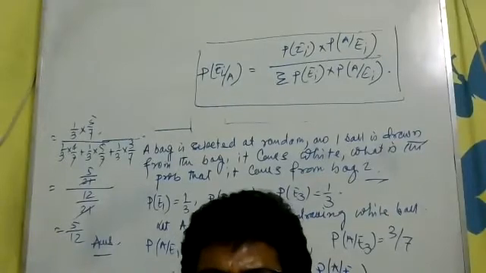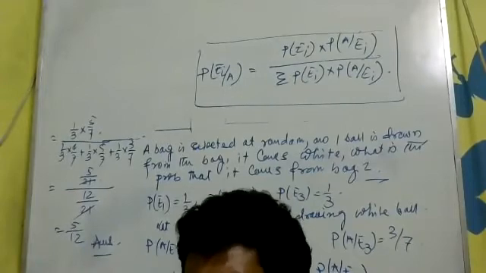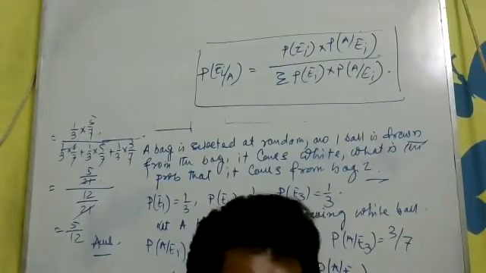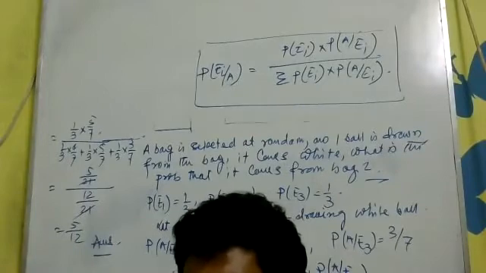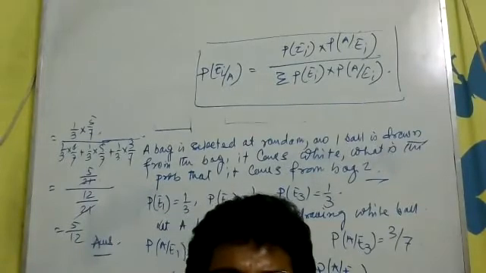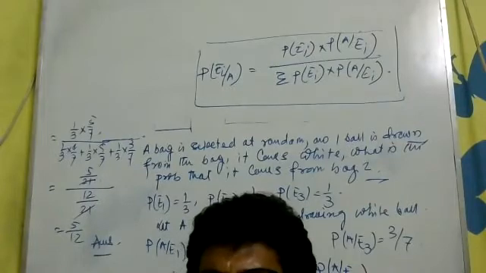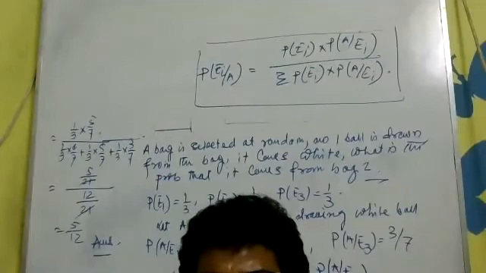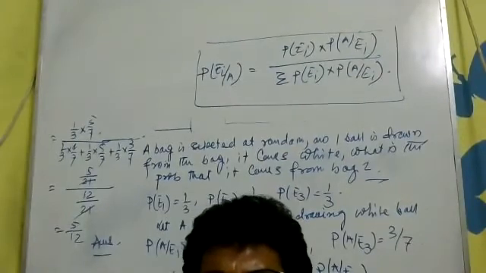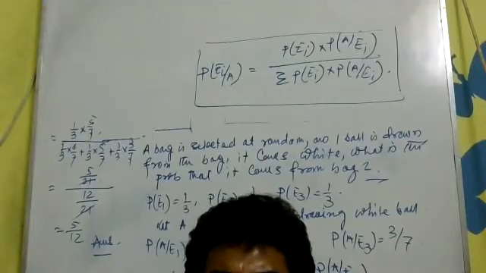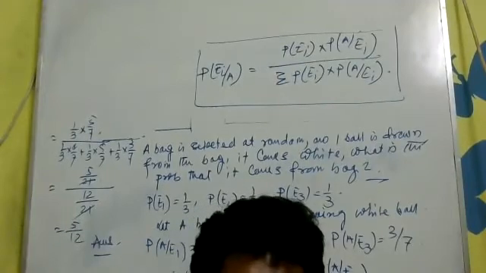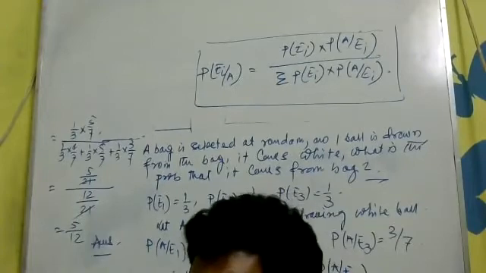A pair of dice is thrown, find the probability that: number 1, the sum is at least 10; number 2, doublet; number 3, product is prime number; number 4, sum is at least 10 if an even number appears first.